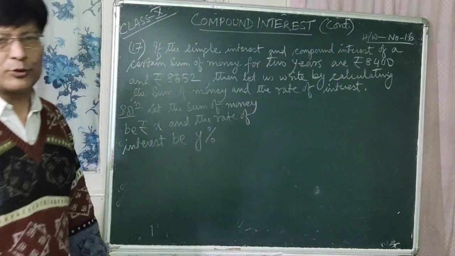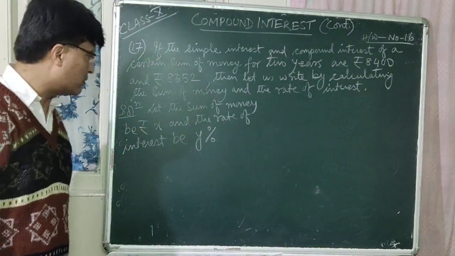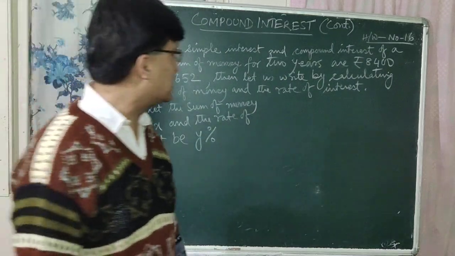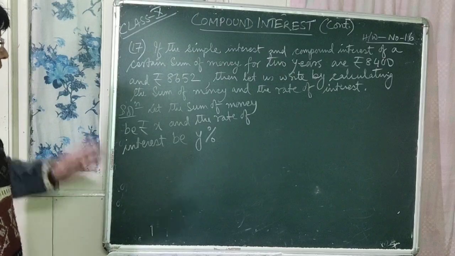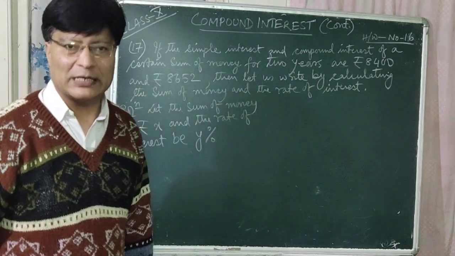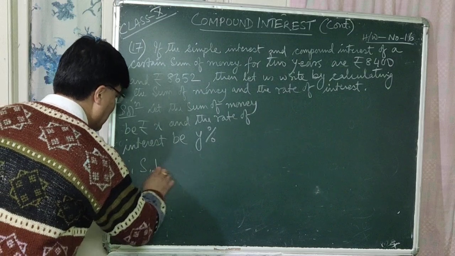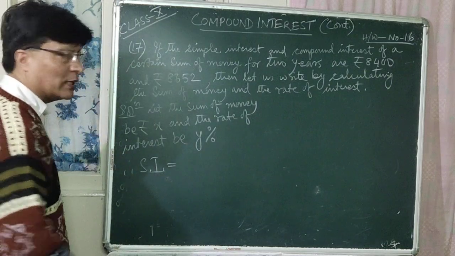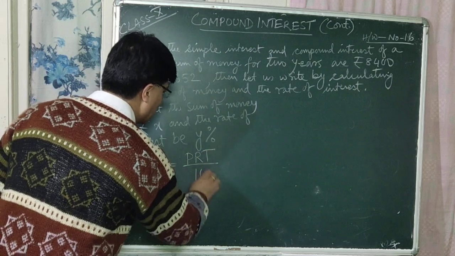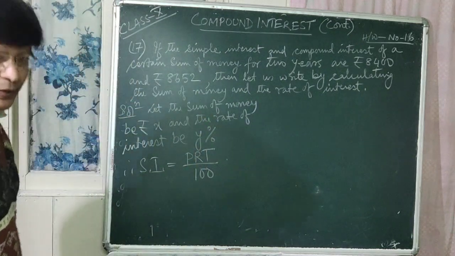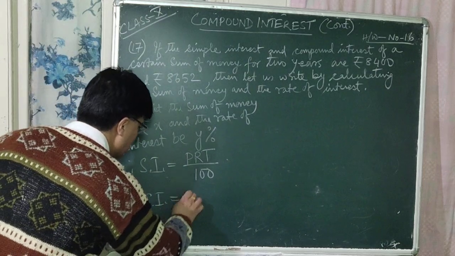Y%. So the sum of money is assumed as rupees X and the rate of interest is assumed as Y%. So let us calculate simple interest first. Therefore SI is equal to, what is the formula? It is PRT upon 100.